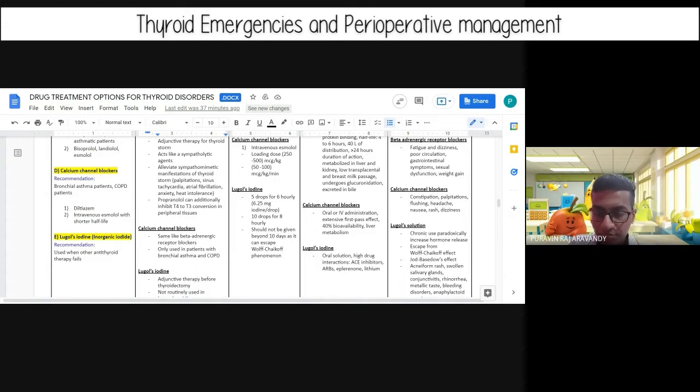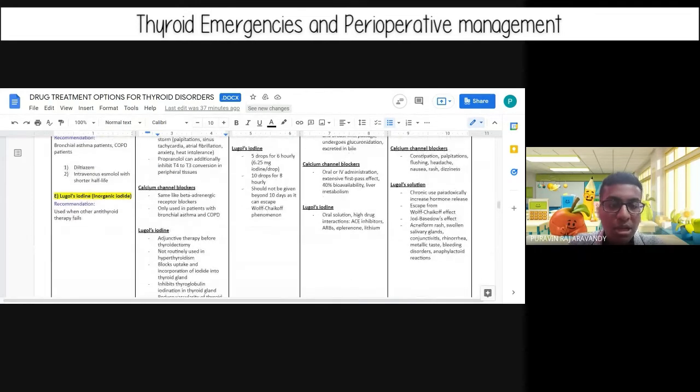and it is metabolized in the liver. Calcium channel blockers also have certain serious but important adverse effects that need to be taken into consideration, which are constipation, palpitations, flushing, headache, nausea, rashes, and also dizziness. This is because calcium channel blockers can affect both the vessels and the muscles of the patient. So these are the reasons why the adverse effects are mostly concentrated on the muscles, like constipation, and on the vessels, like flushing and palpitations.